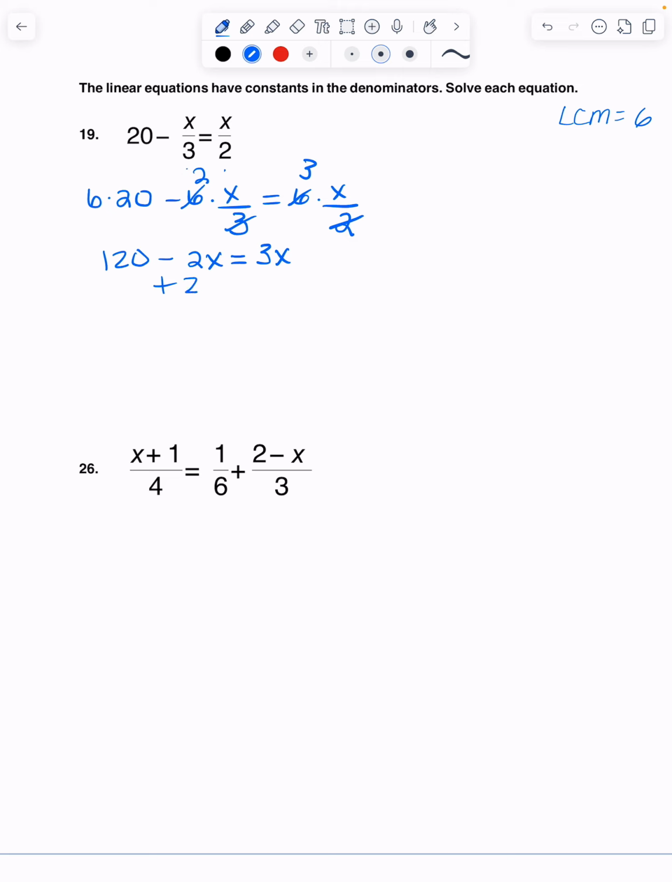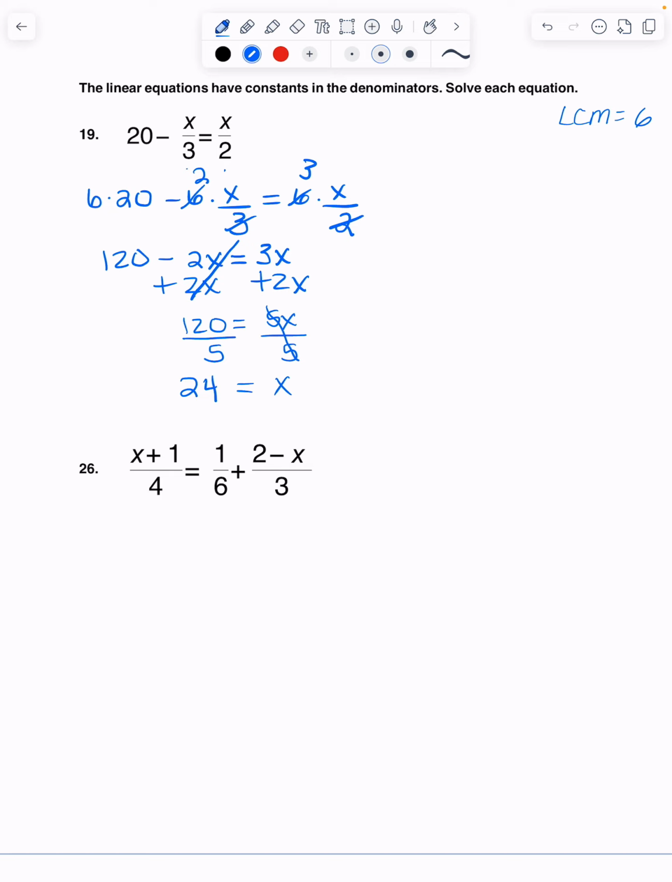So let me add 2x to both sides. Doesn't matter on which side I isolate that variable as long as I get it by itself. So 120 equals 5x. Divide both sides by 5. Those are going to cancel out. And our answer ends up being 24. So when asked to solve equations that have fractions in it, multiply by that least common multiple.